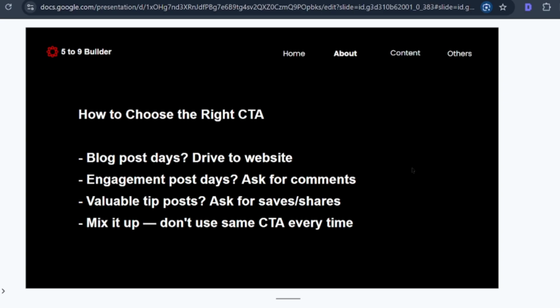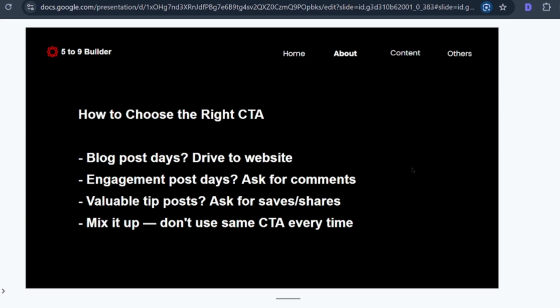Now, how to choose the right CTA? Now, blog post days, okay, drive traffic. So if your post is about trying to drive people to your website to go and read the blog post, or an excerpt from the blog post, you have created a blog post, and then you pull some part of the blog post and paste it on Facebook. Then you want people to read the Facebook post, and after that go and continue the full one inside your website. That is what you have to choose for the blog post days.